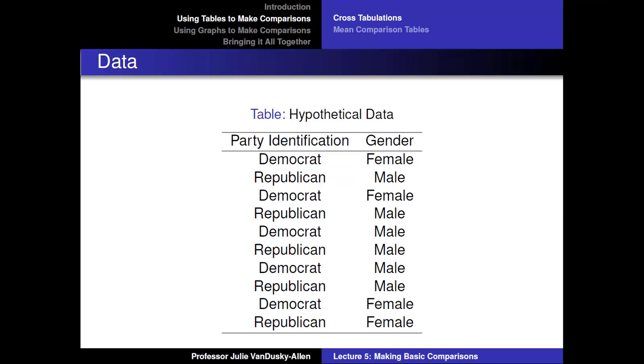Now imagine I wanted to determine whether there was in fact a real-world relationship between gender and party identification. I could conduct a survey and ask respondents their gender and their party affiliation. Here's a hypothetical data set that could come from such a survey. There are 10 hypothetical respondents, 4 females and 6 males, and 5 Democrats and 5 Republicans. So were women in the survey more likely to identify as Democrats than men? We can use a cross-tabulation table to find out.